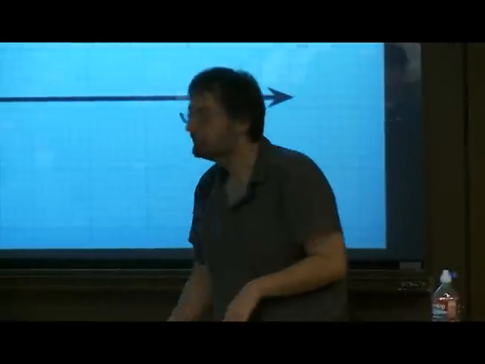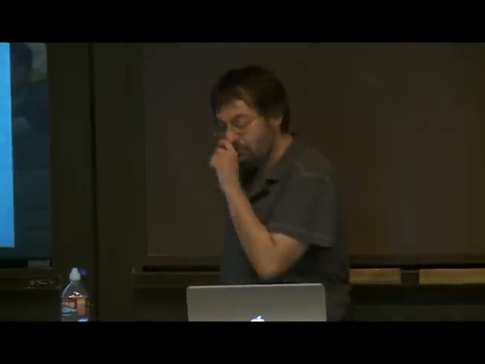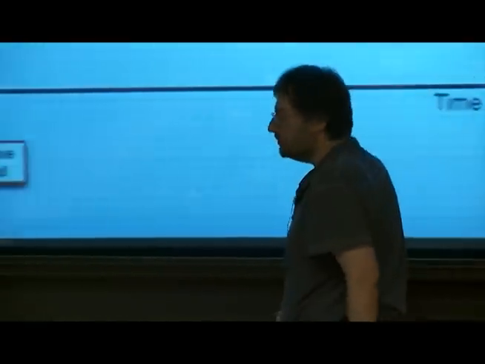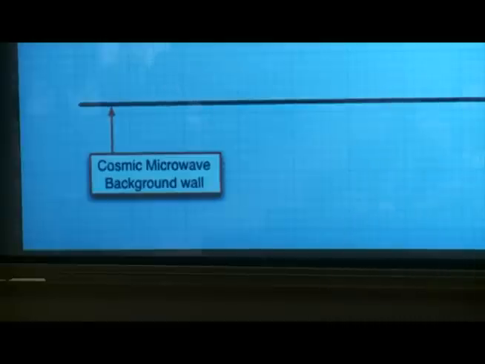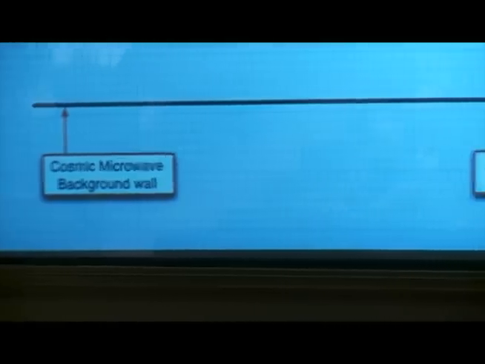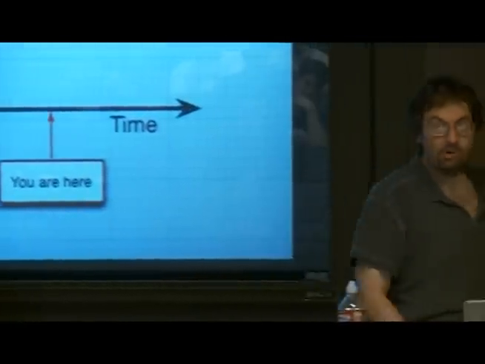So here's a timeline. And remember, if we go back in time, here's about 300,000 years after time equals zero, where we see the cosmic microwave background wall. And here it is where you are. Now I'm going to plot on this energy densities. First, the energy density as a function of time of dark energy. Well, dark energy is the property of vacuum. Its energy density does not change. It's a flat curve.